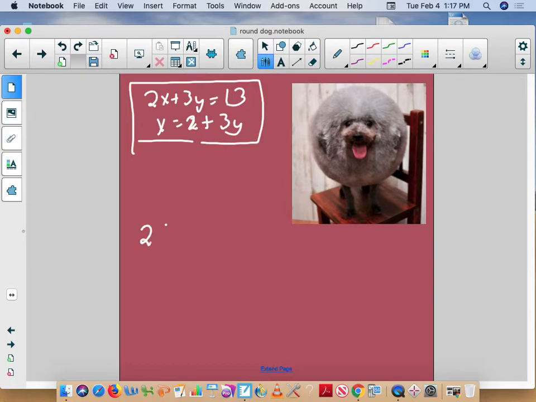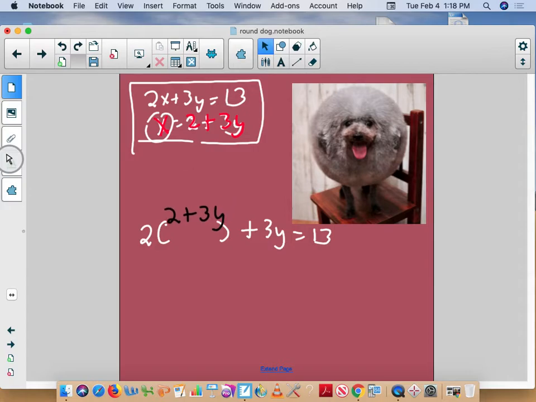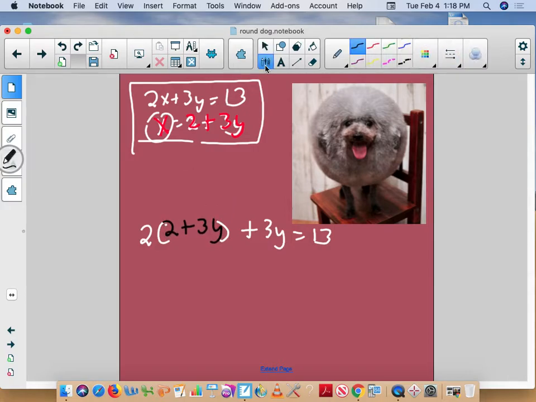So Danielle is going to go 2x plus 3y equals 13. And what can Daniela put in for x? What does x equal? 2 plus 3y. All right, so we have x is equal to 2 plus 3y. So we can take out x and put in 2 plus 3y. All right, that gives me 4 plus 6y plus 3y equals 13. So I have 4 plus 9y equals 13.